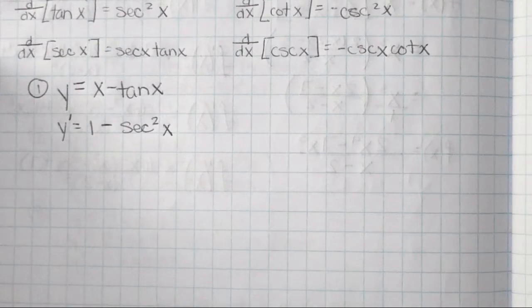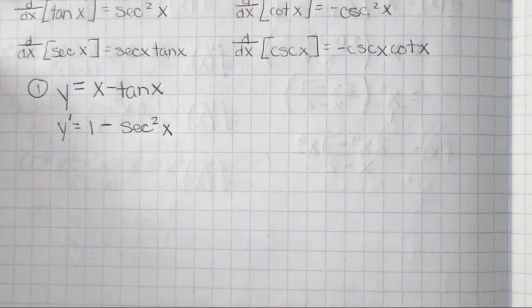So 1 minus secant squared x, okay? And that's what we can say is the derivative. You guys cool? All right.